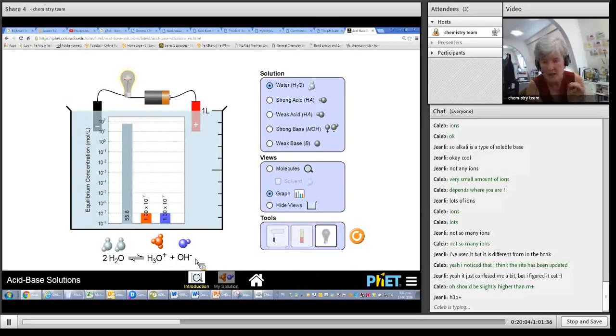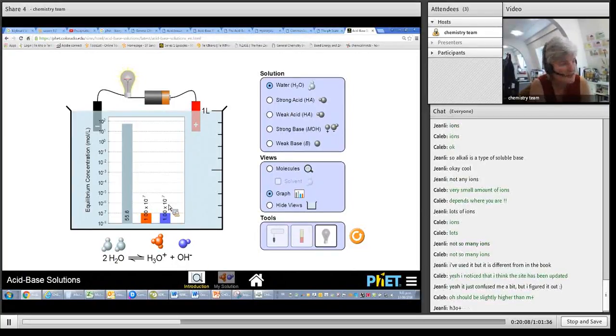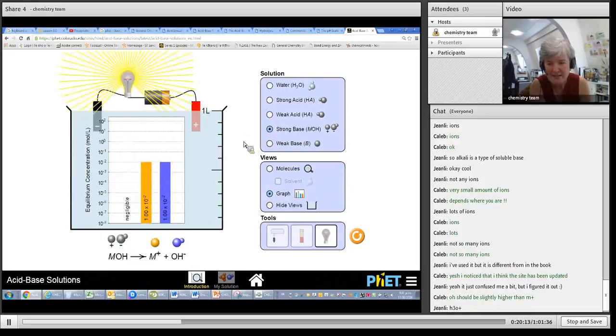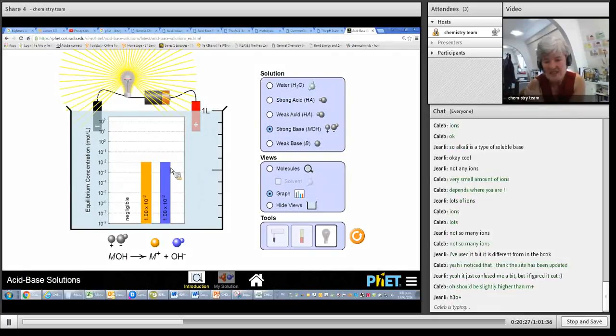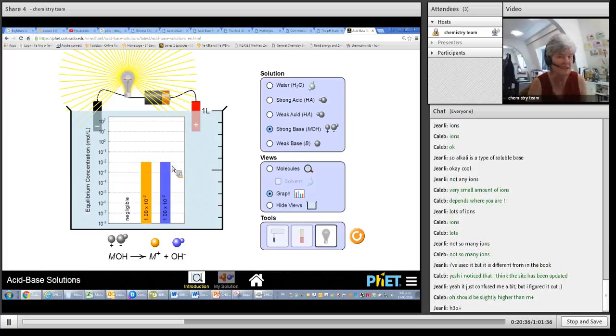So Caleb, you said the OH should be slightly higher, and that's true. The thing is, if I try to make this like added sort of 10 to the minus something, because this is 10 to the minus 0.01, and if I added then 0.0000001, it doesn't actually make much difference. So always just say approximately equal, and don't try and make it exactly equal, or a little bit higher, because you're never going to get it to scale.